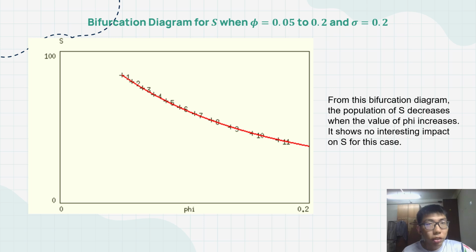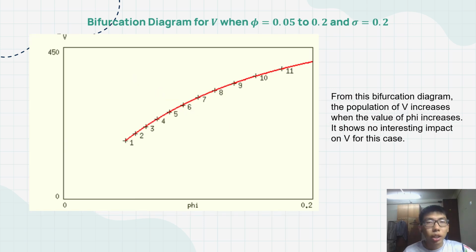Next, the bifurcation diagram for S when phi changes from 0.05 to 0.2 and we fix sigma equal to 0.2. From this bifurcation diagram, the population of S decreases and there is no interesting impact. Next, the bifurcation diagram for V when phi is 0.05 to 0.2 and sigma equal to 0.2. From this diagram, the population of V also increases smoothly.